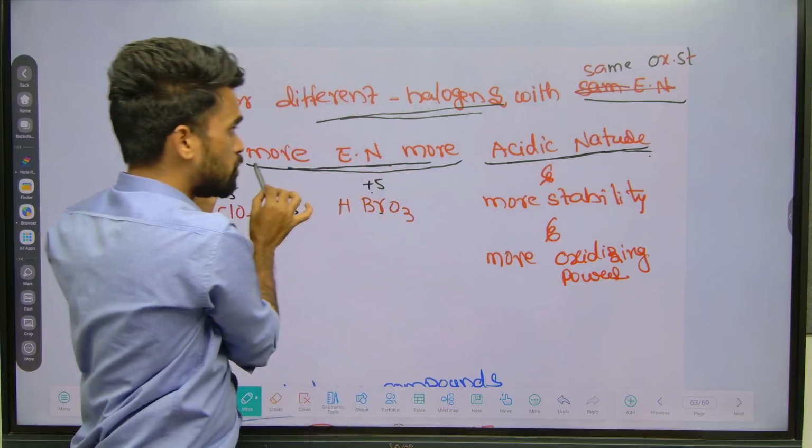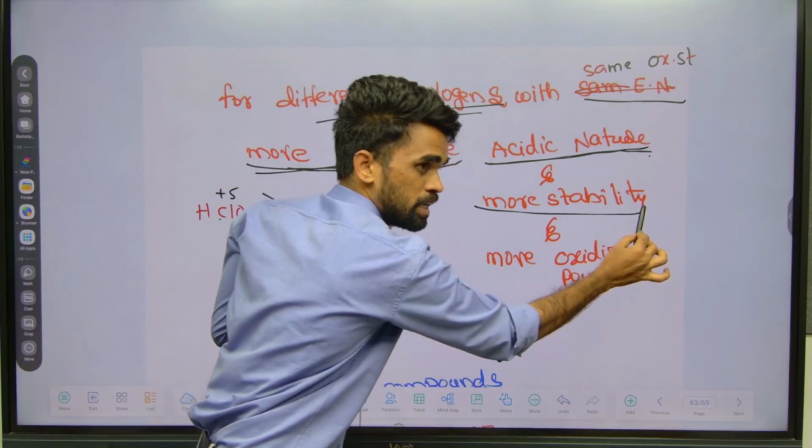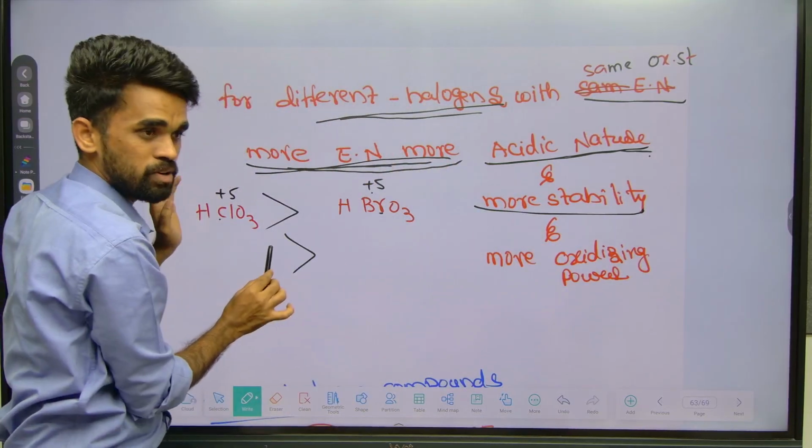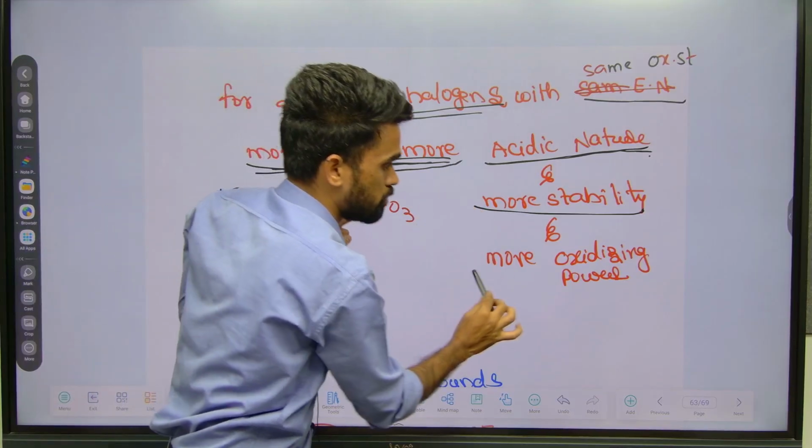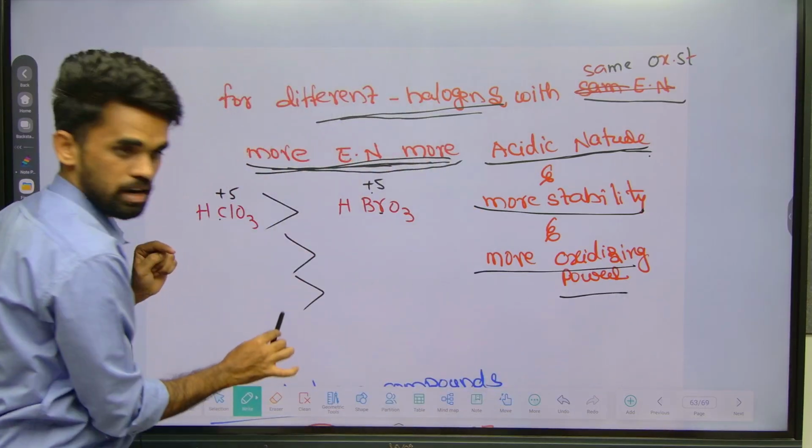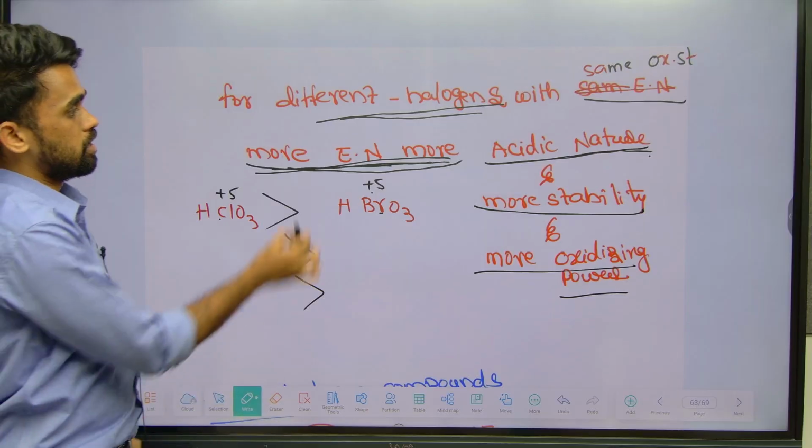In the same way, the more electronegative the atom, the more stability. So stability also follows the same one. And the more electronegative the atom, the more the oxidation. Like this, everything is like this. Write this statement.